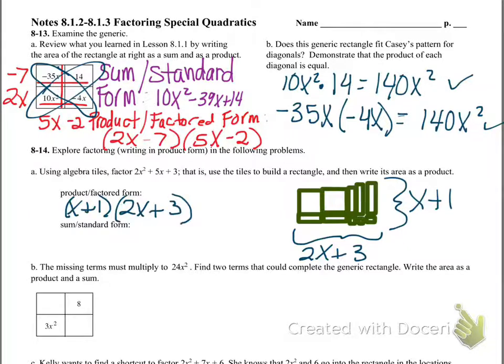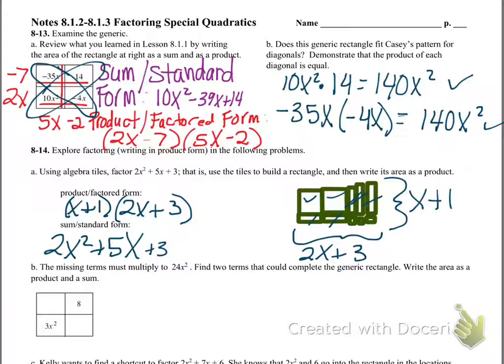Okay, so we have 2x plus 3, x plus 1, and then the sum, or the standard form, would be just anything in the middle that I added up. So I have my 2x squareds here, so 2x squared. I do have 1, 2, 3, 4, 5 x terms, and then my plus 3 at the end. So this is really good because these do equal the same thing. I used all of my blocks, and this demonstrates the process of factoring, which is like this huge, huge thing in math. Welcome to the factoring world.